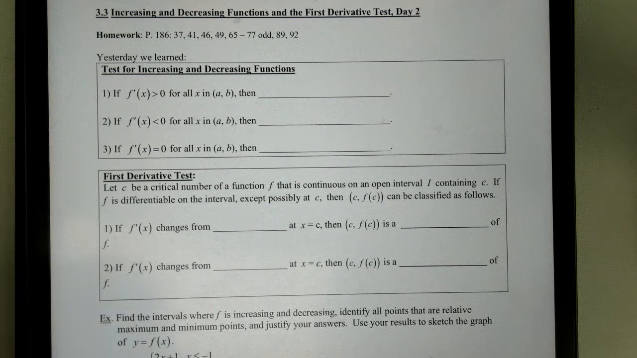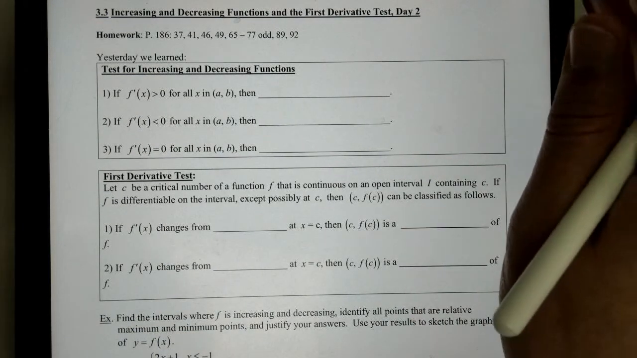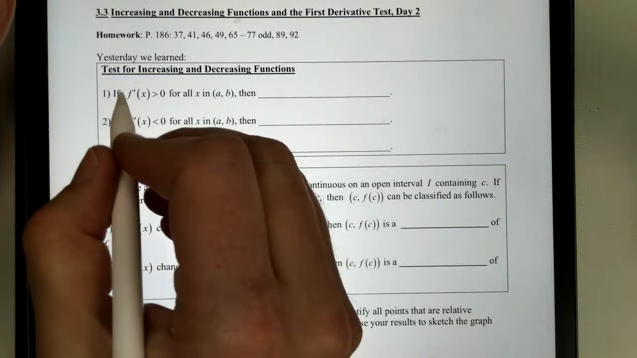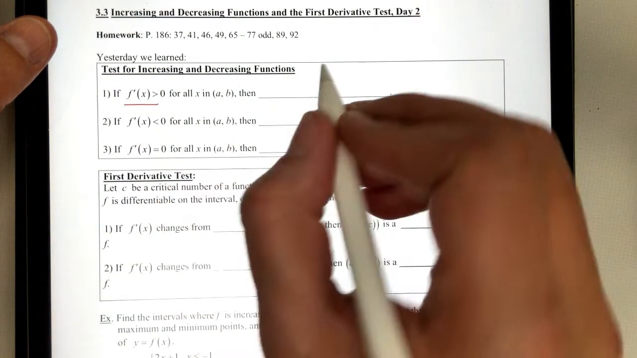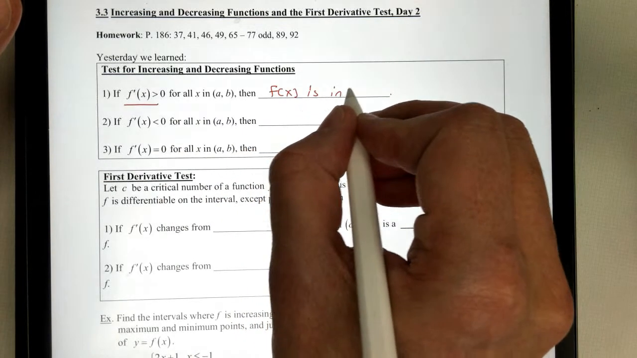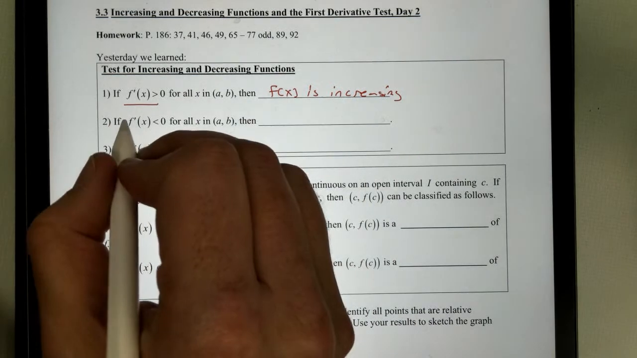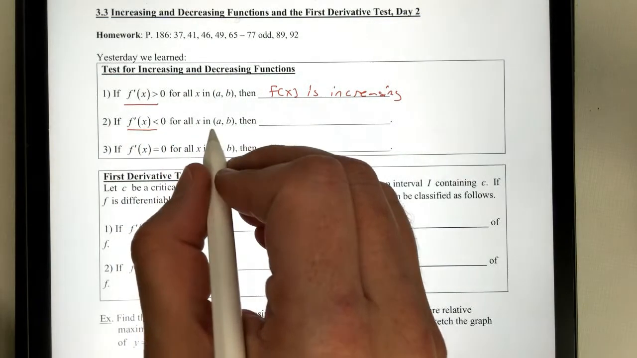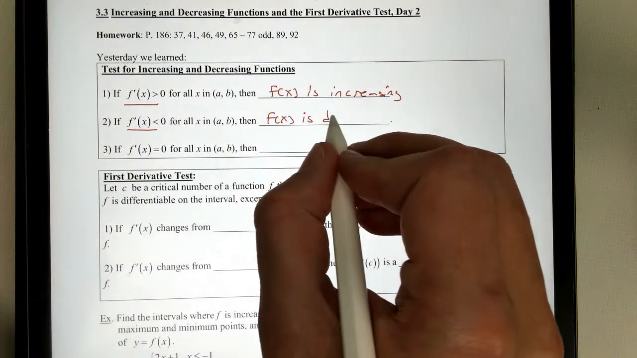Hello, welcome back. Today we're going to continue our discussion about the first derivative test. You might recall yesterday we talked about the first derivative and some things that we learned. One, if the derivative is positive on an open interval, then we're saying that the function f of x is increasing. Remember, you've got to spell it out. And if the derivative is negative in our domain, then we say that the function f of x is decreasing.